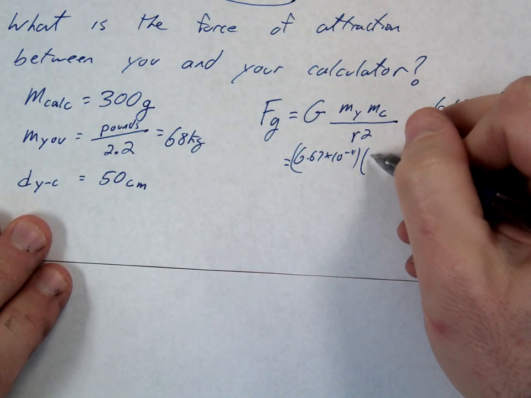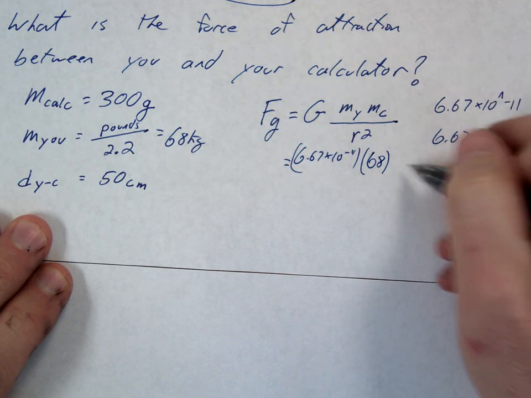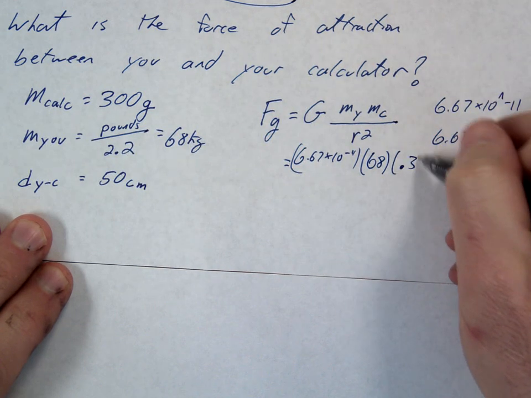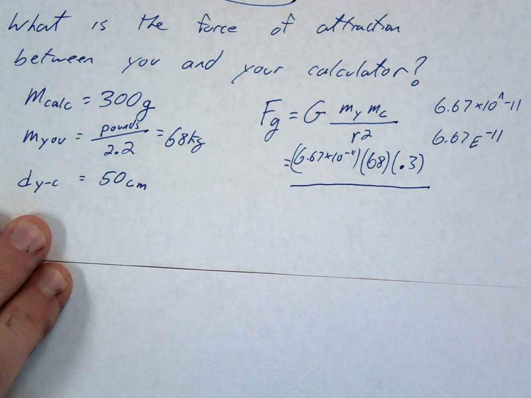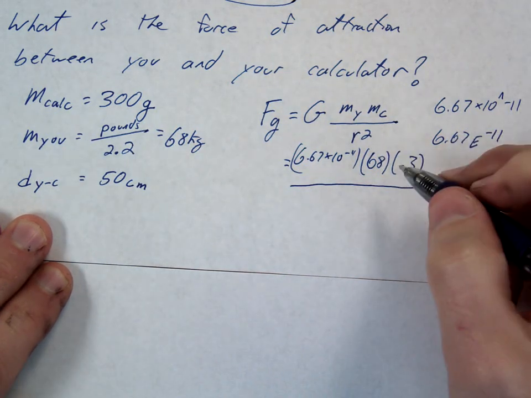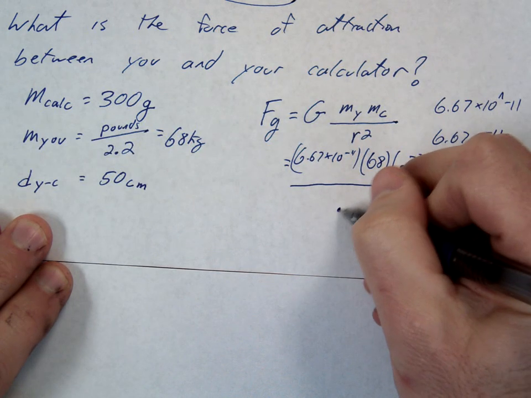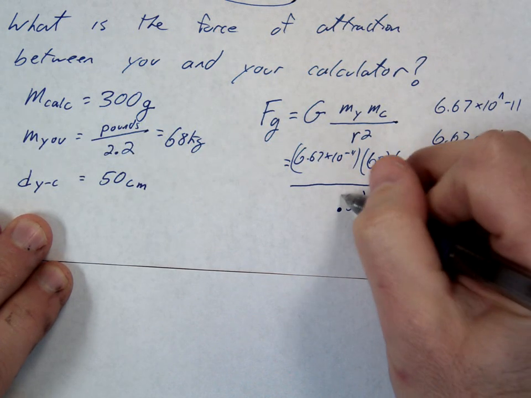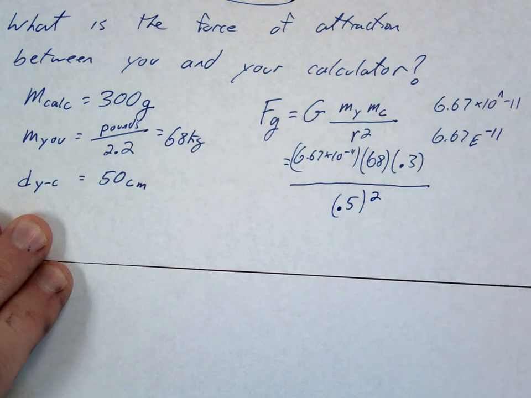Okay, mass of you, so this would be whatever mass you had. For me, 68. Mass of the calculator, now don't forget to convert. So this is going to be 0.3 kilograms. The distance between us, center to center, 50 centimeters. Again, you must convert to meters. Don't forget to convert. That should be 0.5 meters. And then don't forget the square.